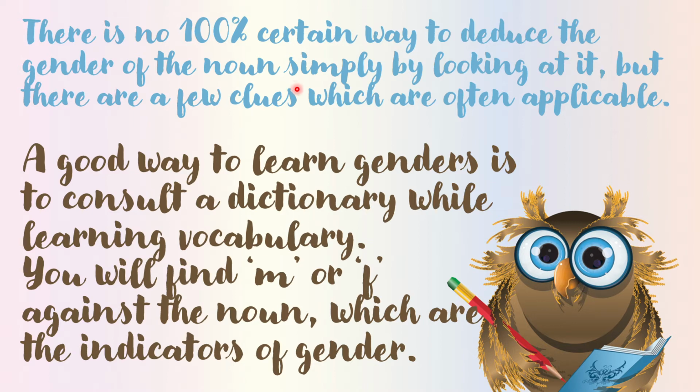But if you're not in a pressure situation like an exam, or you're just going through vocabulary, the best way is to consult a dictionary. Even your dictionary apps will work the same way. When you're learning vocabulary, go to the dictionary or the dictionary app. You will always find this M or F next to the word. If it's a noun, only nouns have genders. Verbs and adjectives don't have genders. So if it's a noun, you will always find this M or F next to the noun, which are indicators of gender. If you find M, it is a masculine noun. If you find F, it is a feminine noun.